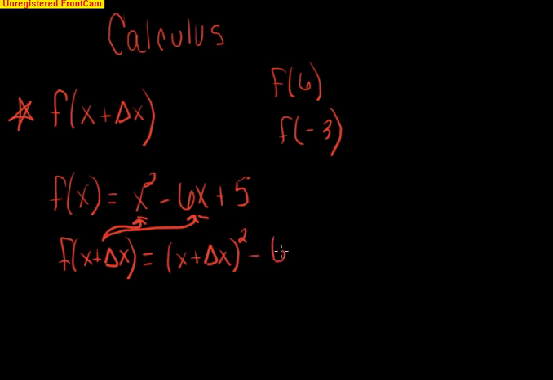And then minus 6, and I'm going to use parentheses so I remember to distribute x plus delta x. And then don't forget about plus 5. This little guy usually gets left off. Easy mistake to make. Next step is to do the algebra. Figure out what can you simplify, what can you combine.